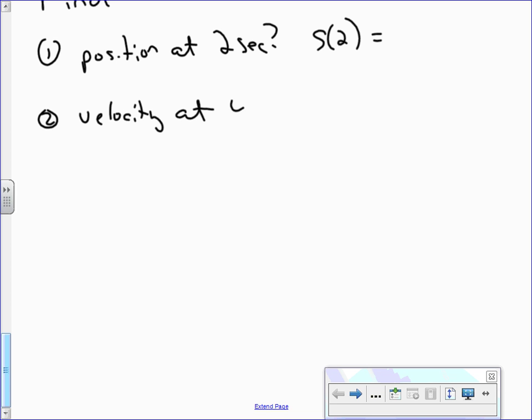The velocity at 4 seconds. V(4), and write that on your paper, okay? If on the AP exam, it's a 2-point answer, you get 1 point for telling them what you're gonna do, and you get the other point for doing it right, okay? So write that notation on there.